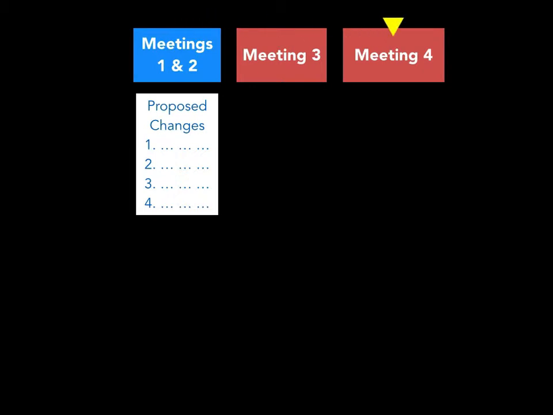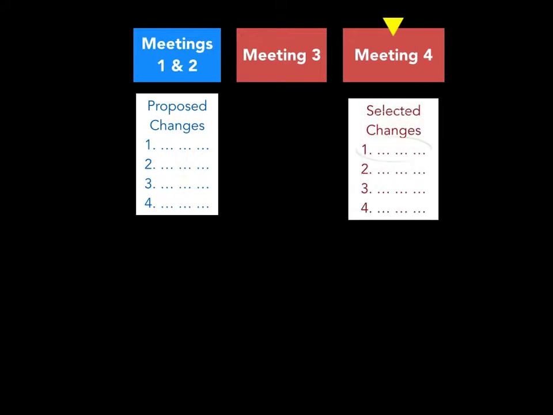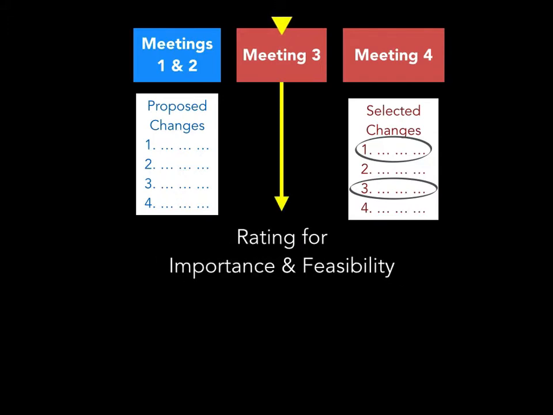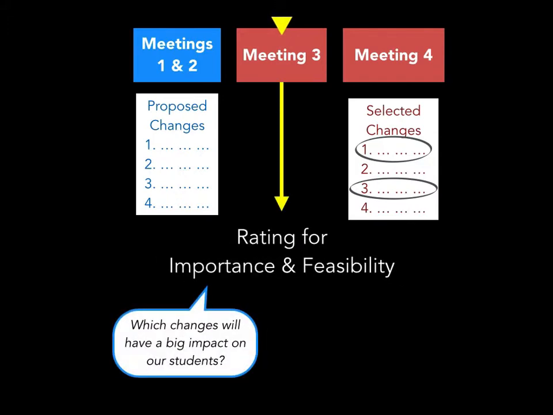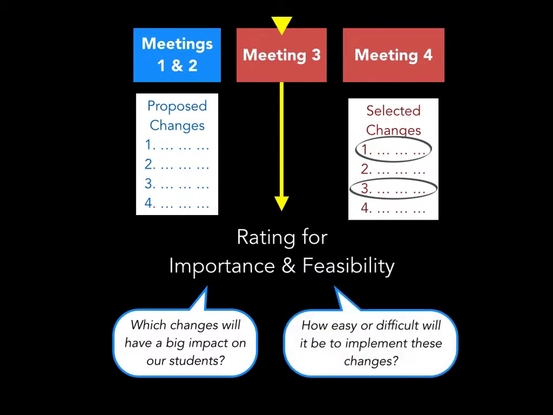Soon, we will select the healthy eating changes and physical activity changes we want to have in place by the start of next year. But how will we decide which changes to work on? By rating the proposed changes for importance and feasibility, we will learn which of the changes on our list will have the most impact on our students. We will also learn more about how easy or difficult the changes will be to implement.